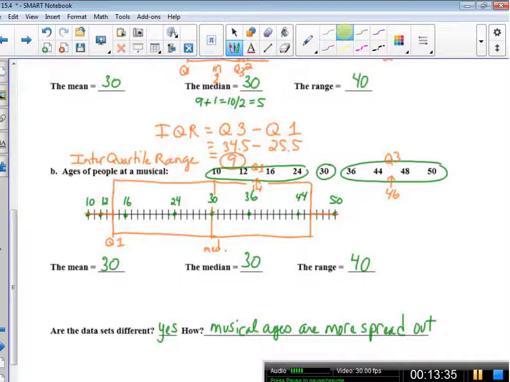So that interquartile range tells the range of at least 50% of the data. So it tells you that it's a little bit more spread out. The interquartile range of this one is quartile 3 minus quartile 1. So it's 46 minus 14, which is 32. So the larger the interquartile range, the more spread out, because 50% of the data lies in that range.